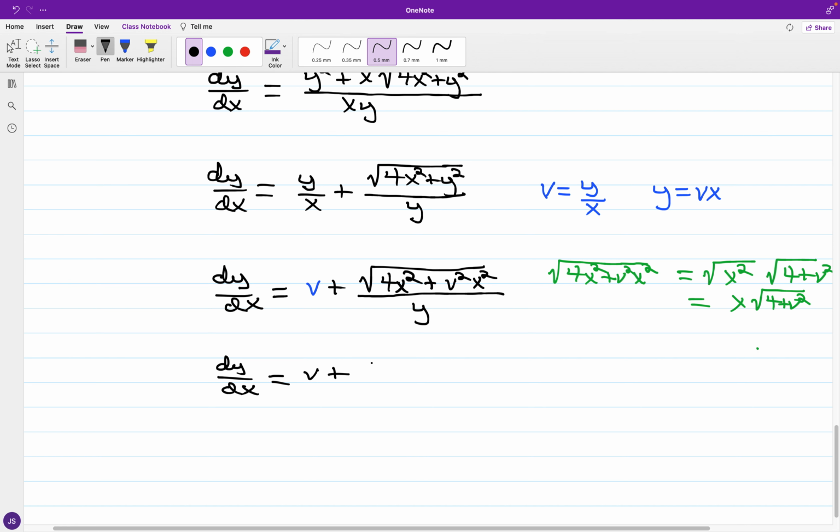We're just drawing this out, so we have x over y times the square root of 4 plus v squared. And guess what? v is y over x, so x over y is going to be the reciprocal of v. So we have dy over dx is equal to v plus the square root of 4 plus v squared over v.